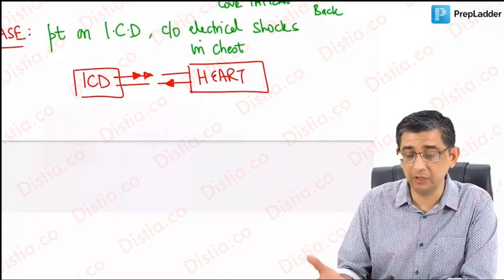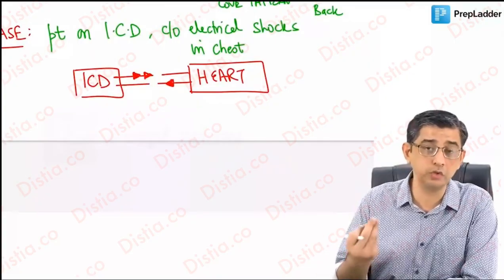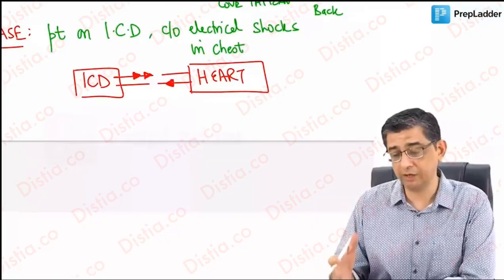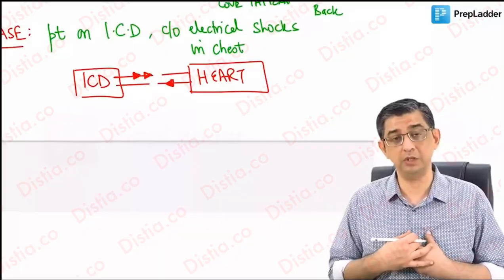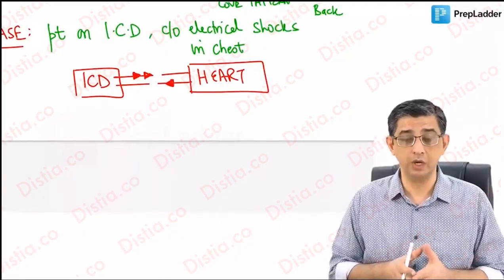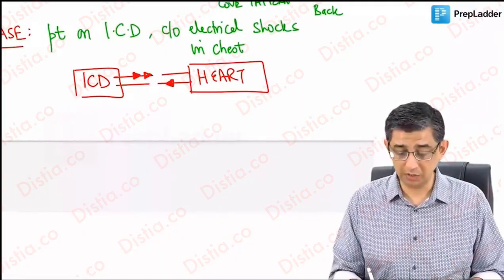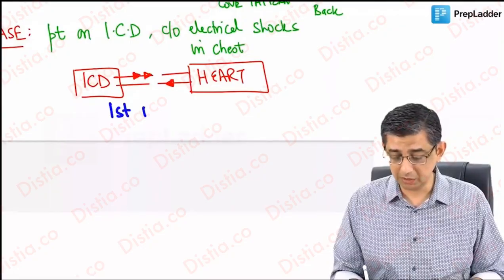But where will they be delivered? They will be delivered to the soft tissues of the chest. And once the electrical shocks are delivered to the soft tissues of the chest, apart from an uncomfortable sensation in the chest, there would be chest pain also. The question simply said, what is the first investigation to be done in this case?